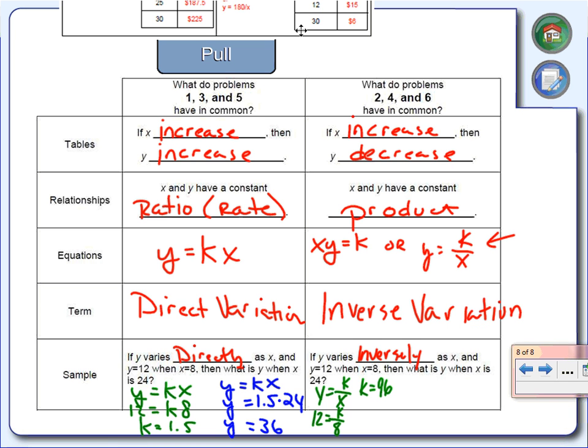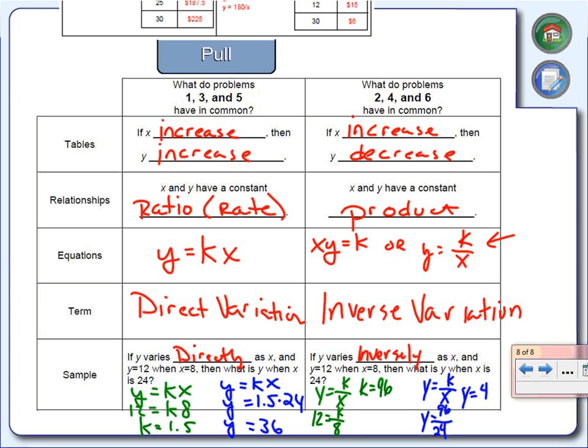Now we can come over here and actually answer the question. So here's the same equation, y equals k over x. We are looking for the y value. We now know that the k is 96. They told us that the x value was 24. So if I go ahead and divide 96 by 24, what is 96 divided by 24? 4. All right, so the y value is 4 when the x value is 24. And we can find that by using this equation, y equals k over x.